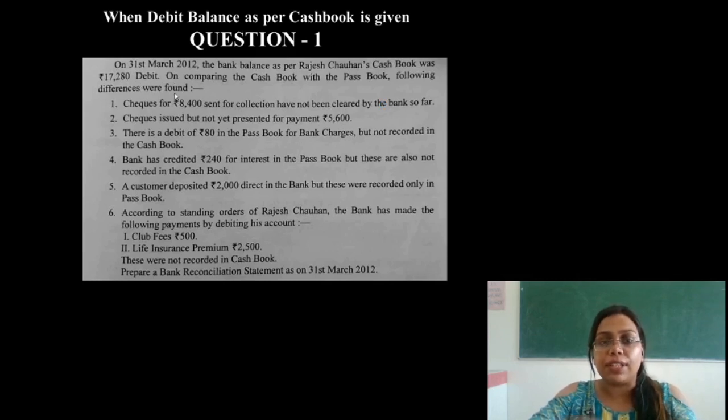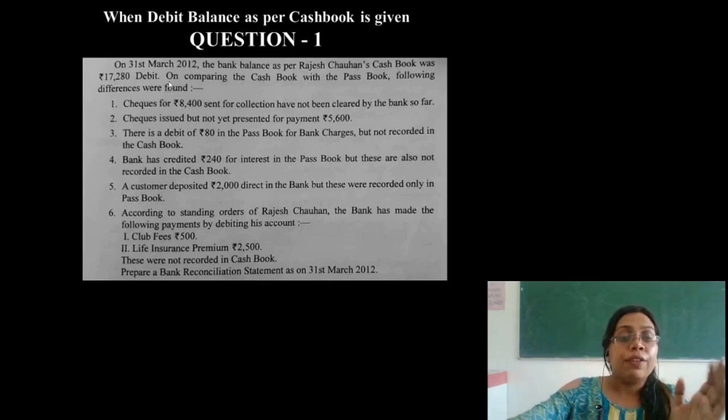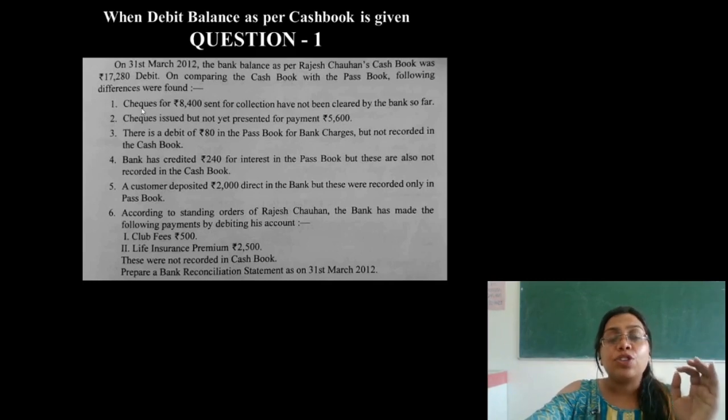Now we will see the differences. On comparing the cash book with the passbook, the following differences were found. So while comparing the cash book and the passbook, some differences were found. First of all, cheques for rupees 8,400 sent for collection have not been cleared by the bank so far.